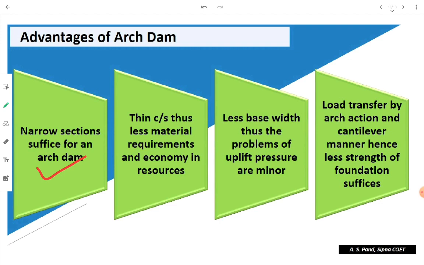Then, the cross section of this dam is small, okay, it has a very thin cross section. That's why the material requirement, specifically we are talking about concrete here, is low. Since concrete requirements are less, it results in economy of resources. Okay, less material is required, less workmanship will be required, and that's why less money will be involved. Then it has less base width, thus the problems of uplift pressure are minor.